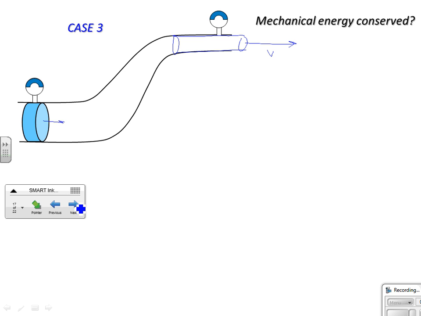Continuity says it goes faster, and it goes up the hill. So here, GPE and KE both go up. So mechanical energy is, no way is it conserved. And it means that the pressure down here is a lot higher than the pressure up here. Okay? So in this case, again, we could say that WNC is not zero. There's work done by non-conservative forces.